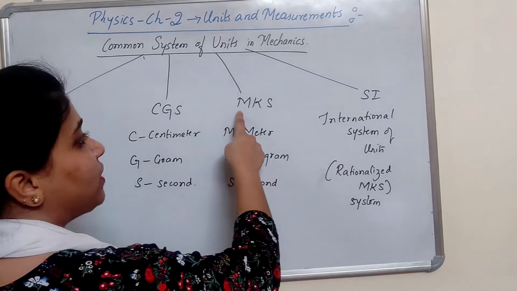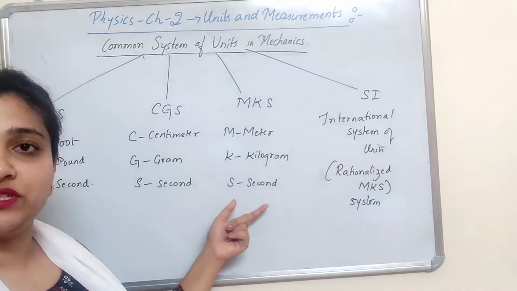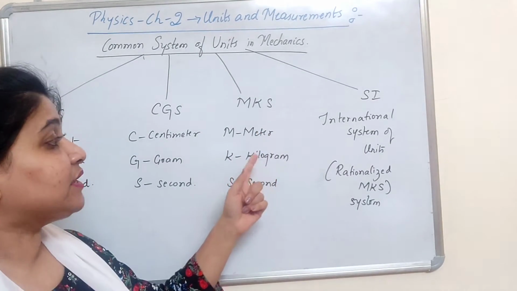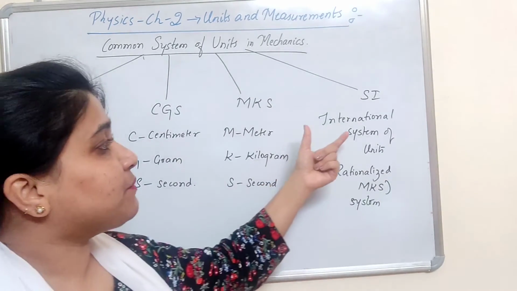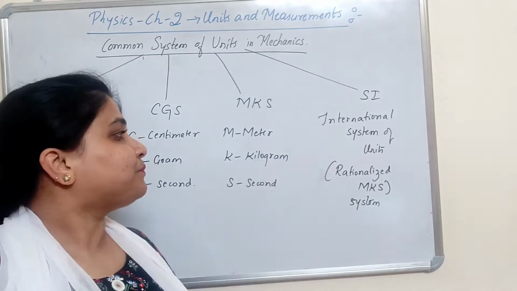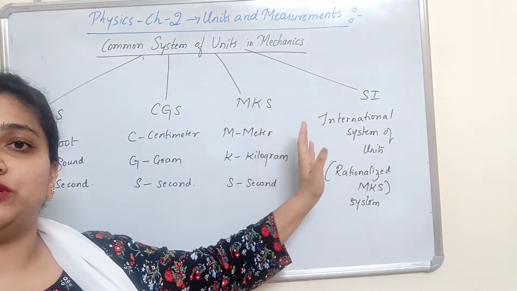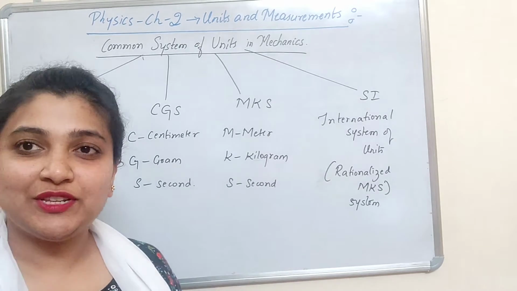Then we have something called the MKS system. M for meter, K for kilogram, and S for second. So meter for length, kilogram for mass, and second for time. Then we have something called the SI system, the International System of Units. Yes, and the SI system is also called the rationalized MKS system. So what is all about this?